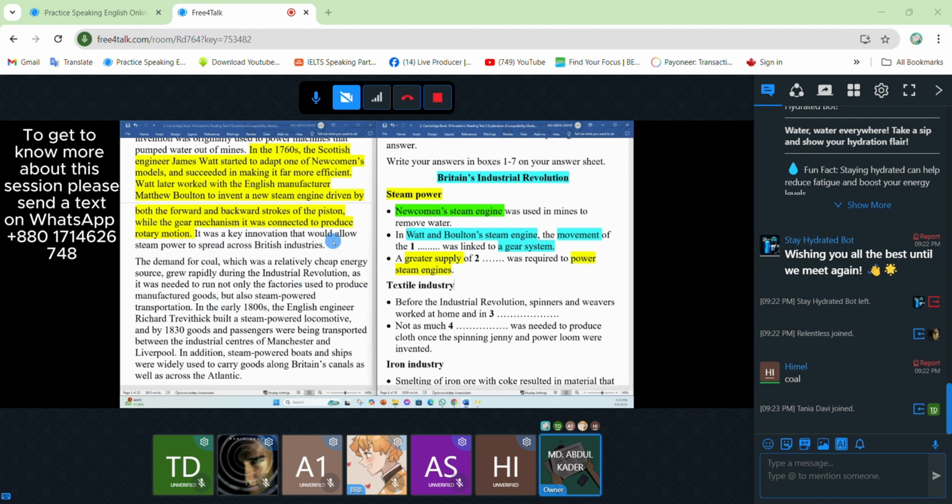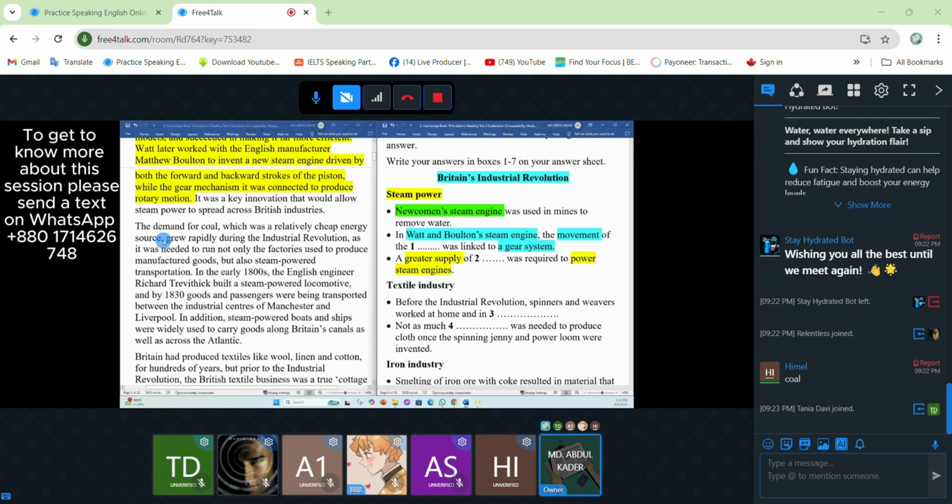Okay, so as you've got the first question answer from this part, now we are moving to our second paragraph. From the second paragraph what we can see? So here we need steam engine. Okay, steam powered transportation. We've got the word steam powered transportation. Yes, supply. A greater supply. We've got the word demand. So the similar word greater supply means demand.